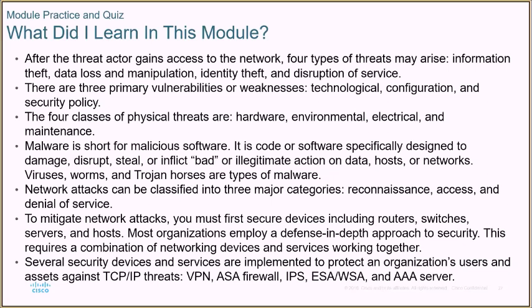To mitigate network attacks, you must first secure devices including routers, switches, servers, and hosts. Most organisations employ a defence-in-depth approach to security. This requires a combination of networking devices and security services working together. Several security devices and services are implemented to protect users and assets against TCP/IP threats: the VPN, ASA or firewalls, IPS, ESA, WSA, so that's actually just email and web security. And AAA is, of course, authentication, authorization, and accounting.